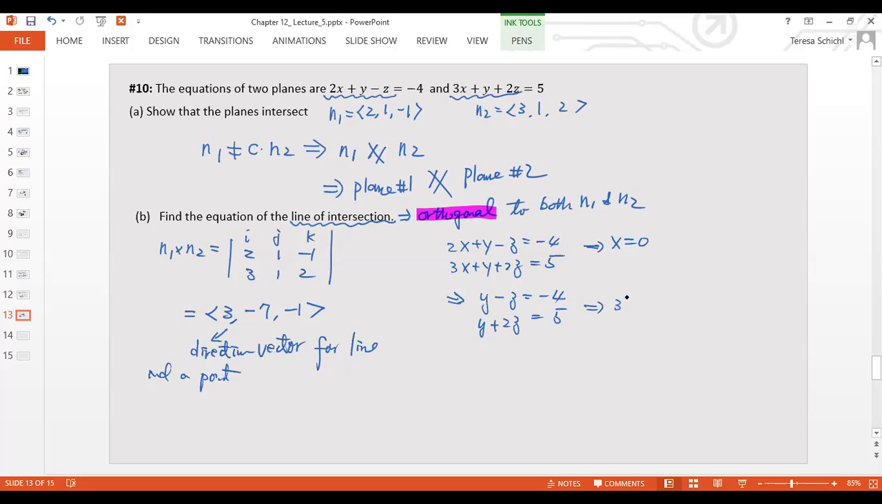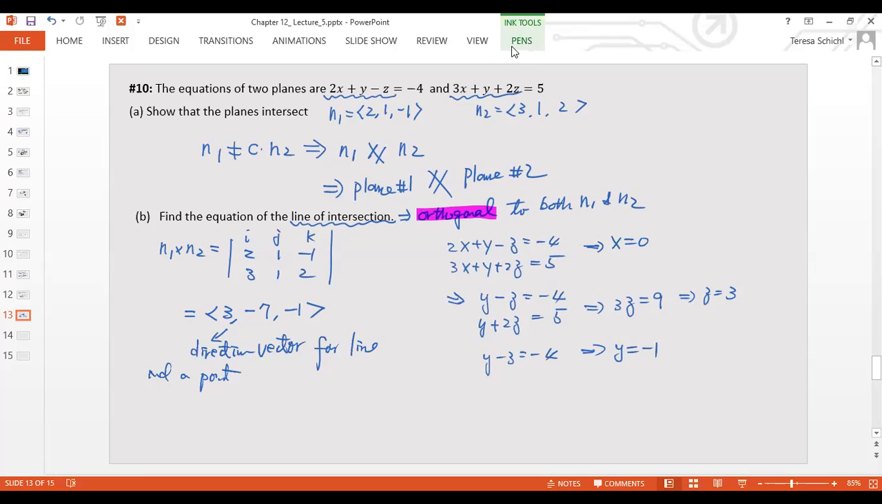What do you have? You have 3z equal to 9. So that means z equal to what? z equal to 3. So if z equals 3, you substitute to here. So y minus 3 equal to negative 4. So what is y? y is negative 1, right?